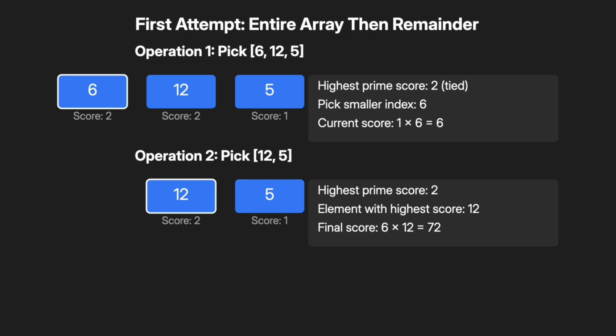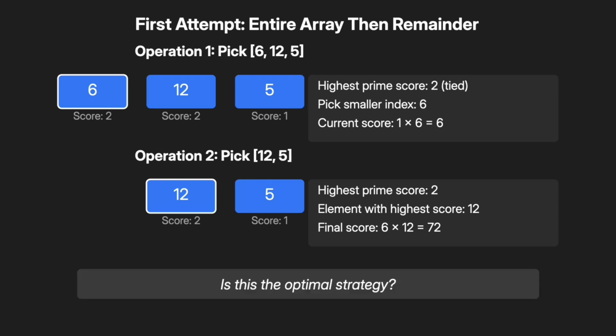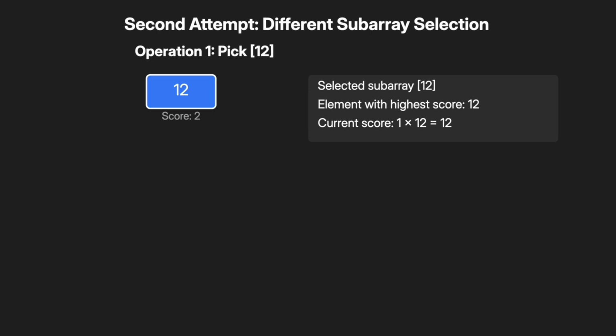But we need to ask ourselves, is this the optimal strategy? Let's explore other possibilities. Let's try a different approach. For our first operation, we'll pick just the subarray, 12. Since there's only one element, it has the highest prime score. Our score becomes 1 times 12, which equals 12.